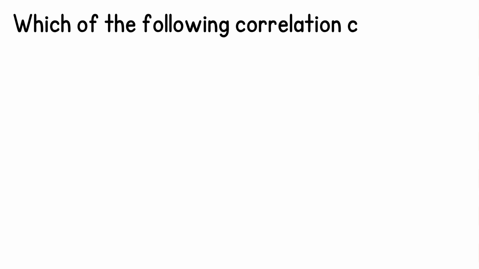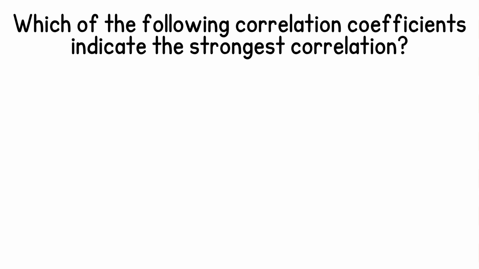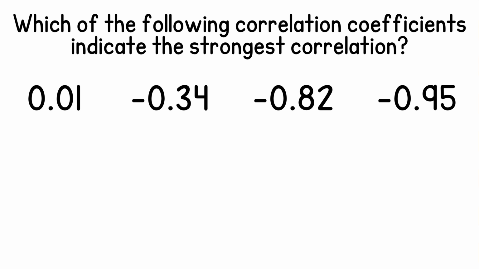Now let's decide which of the following correlation coefficients indicate the strongest correlation. Here are the options we have: 0.01, -0.34, -0.82, and -0.95. So a strong correlation means that it'll be close to +1 or close to -1. Values that are close to 0 represent no correlation. So we can see that -0.95 is the closest number to -1 or +1. So this will be the strongest correlation coefficient.